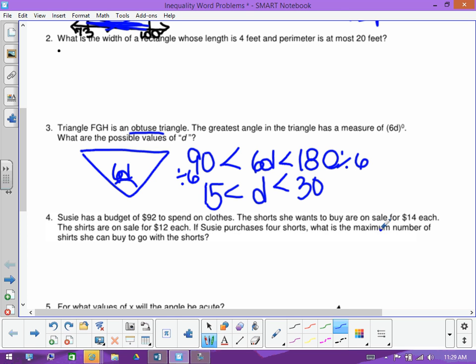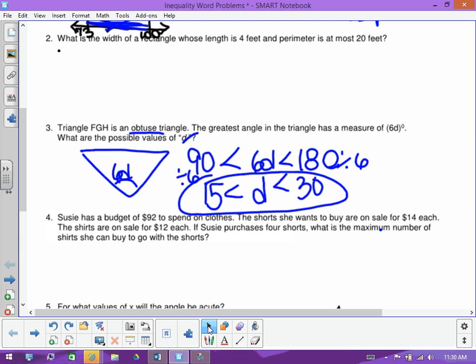So say we use 6 times 16, we would have this in here. If we did 6 times 29, it would be just under 180. So this is what D is between. It says, what are the possible values of D between 15 and 30? Okay, so let's skip down a little bit.